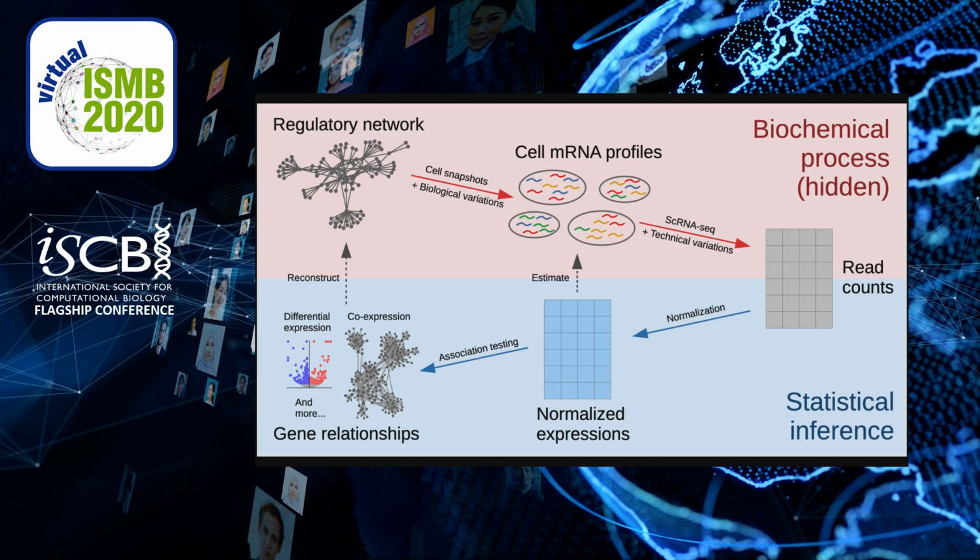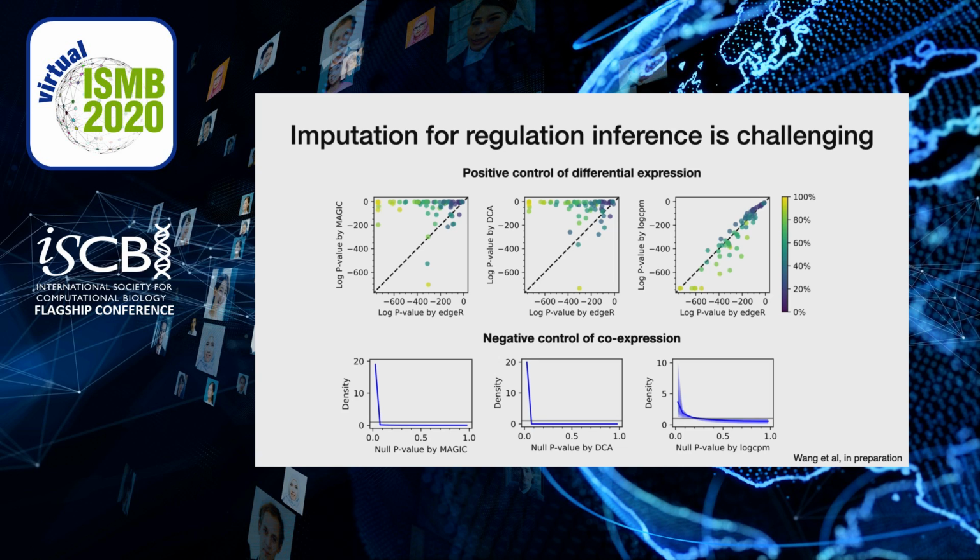Then from the normalized or imputed expression, you can do any kind of analysis you want, like differential expression or co-expression, to infer the gene relationships, hopefully to recover the regulatory network. So the second part, the bottom half of the panel figure here, can actually be observed, and it's what we do for statistical inference. So this is what we thought in the beginning, and that is why we tried to use existing methods, for example, MAGIC and DCA for imputation, and even log CPM for normalization.